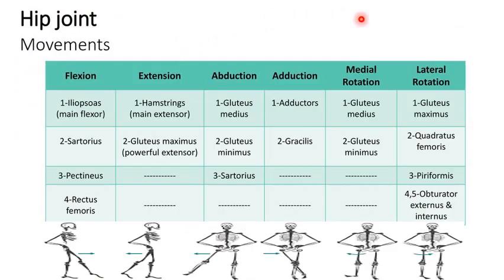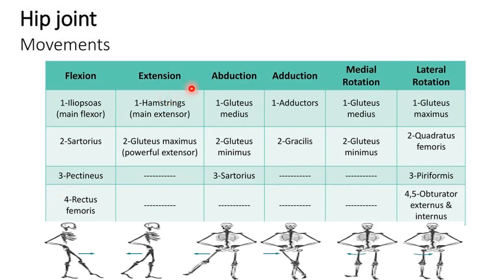So this is a gross overview of the movements. Flexion is by the iliopsoas, which is the chief flexor of the hip joint, and the flexion is also done by the sartorius, pectineus, and the rectus femoris straight head.